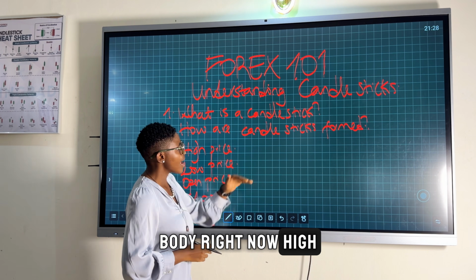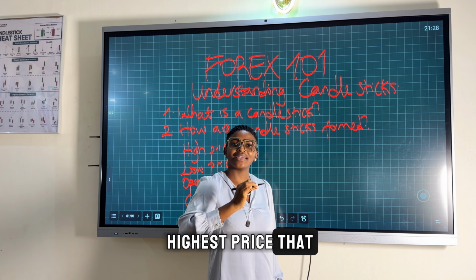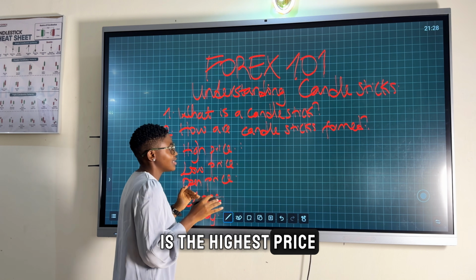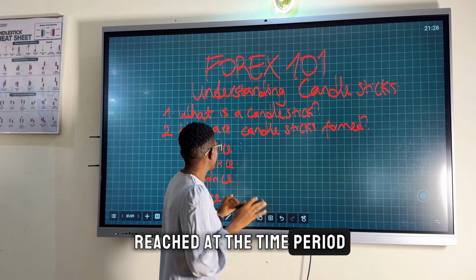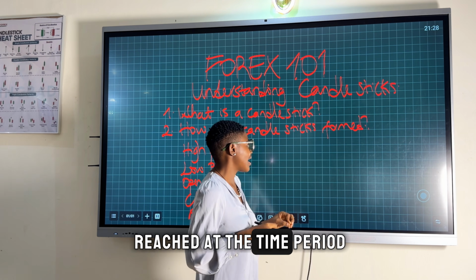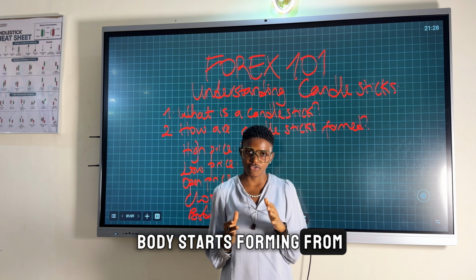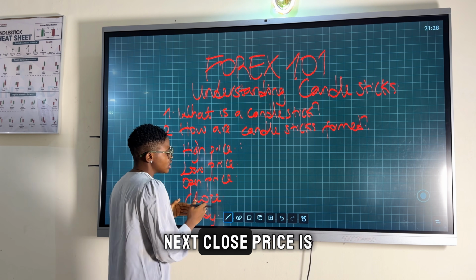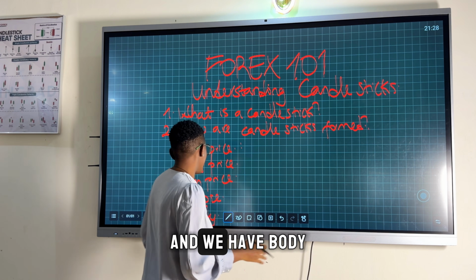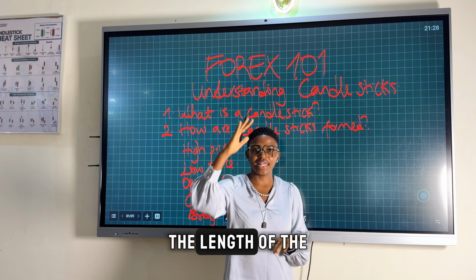Body, right? Now high price is the highest price that the candle has reached at the time period. Next, low price is the lowest level that the price has reached at the time period. Next, open price is where the candle's body starts forming from. I'll draw it. Next, close price is the price where the candle's body closed at.